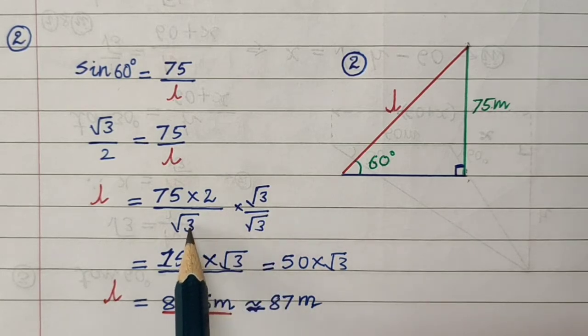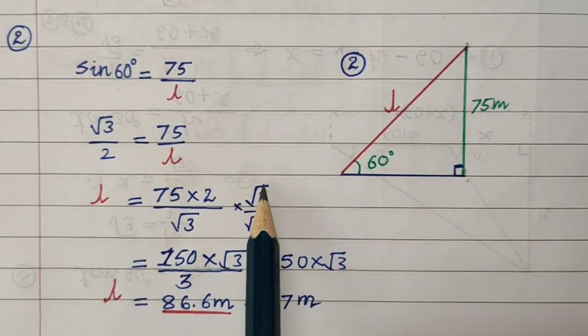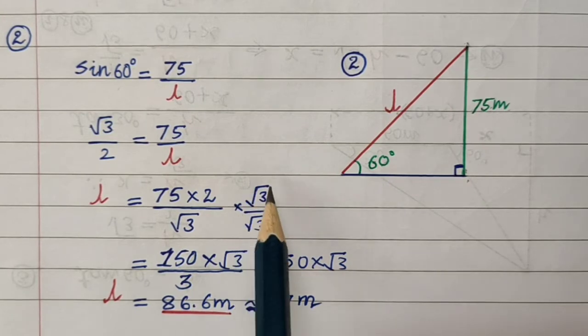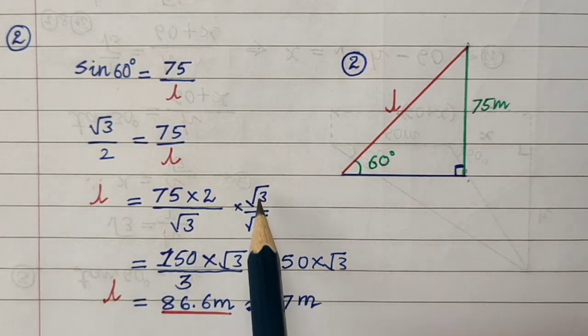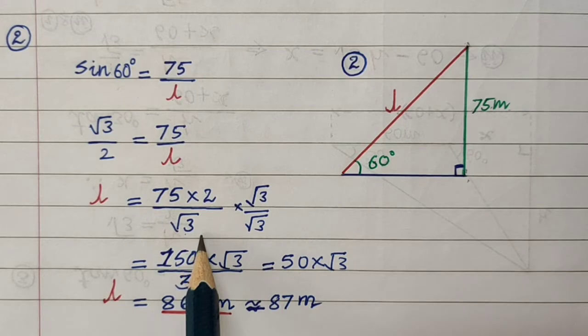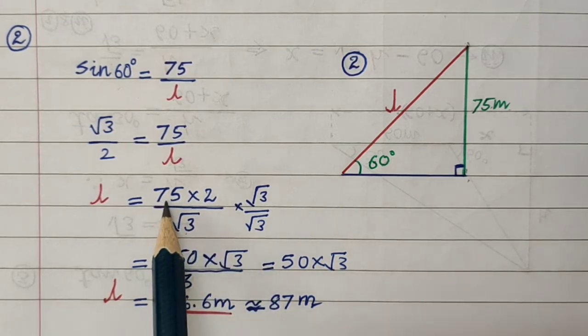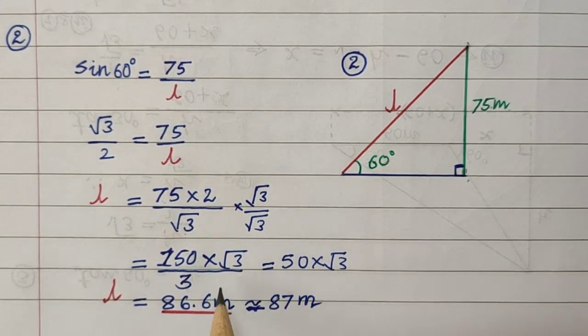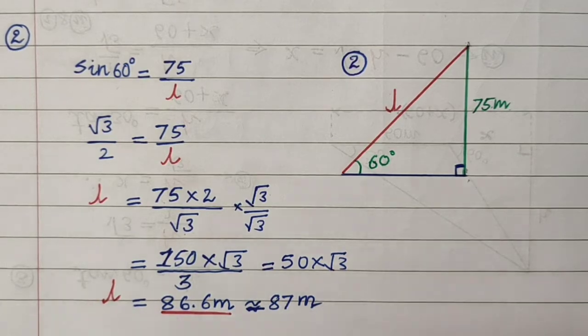To make this root 3 into 3, we need to multiply and divide by root 3. So 75 into 2 is 150 into root 3 divided by 3, that will give 50 into root 3, that gives 86.6. Nearest to this is 87 meters.